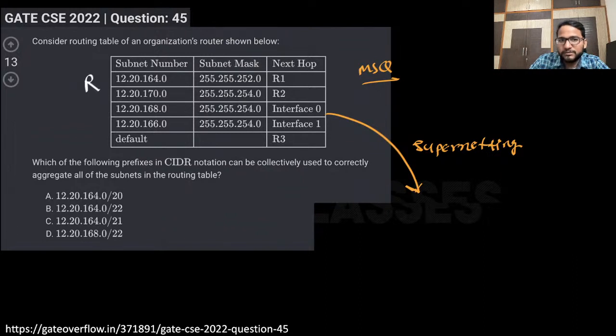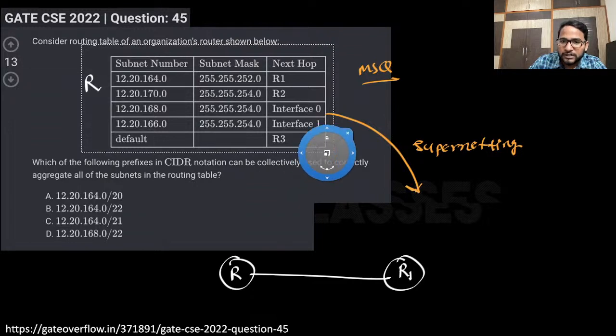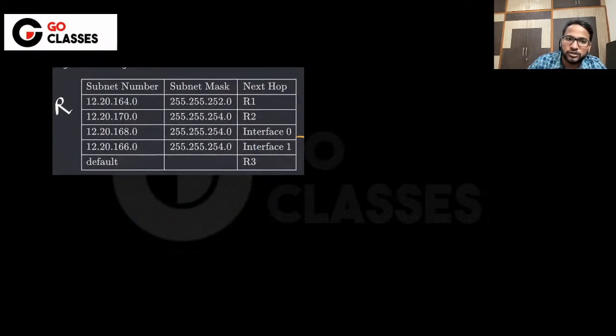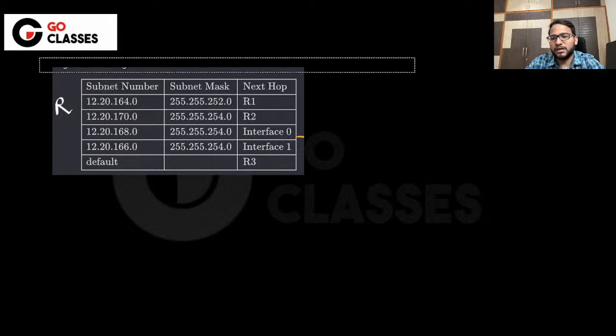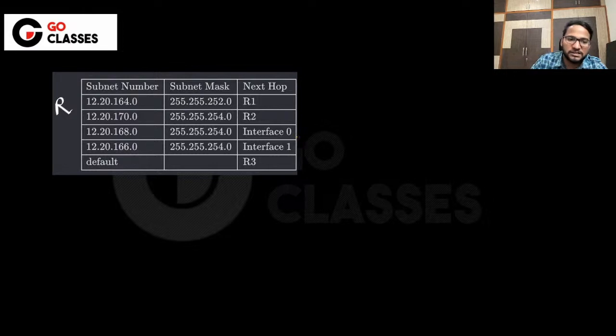But let's make some assumptions. Let's suppose this is router R which is connected to R1. See what the possibilities are here. This is the router R where I want to do the supernetting. First thing that we notice is the next hop is different. That's why we cannot even do the supernetting. But if I am allowed to make some assumptions, then let's check what assumptions I need to make.